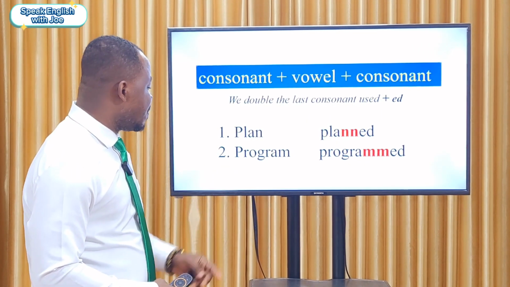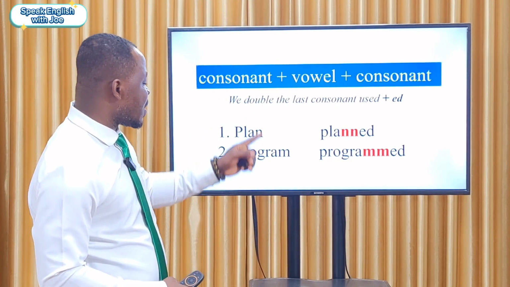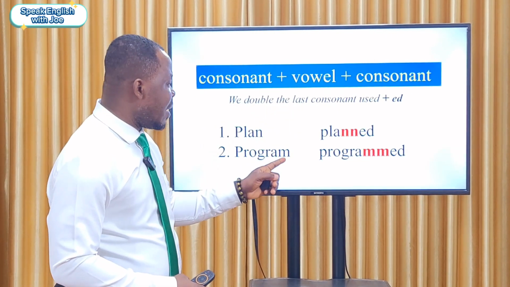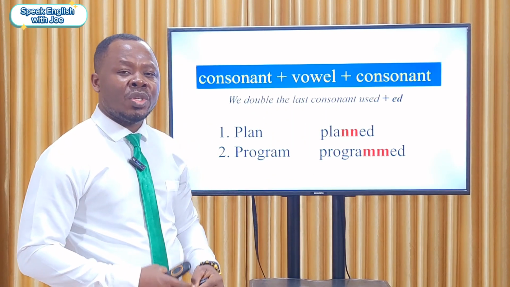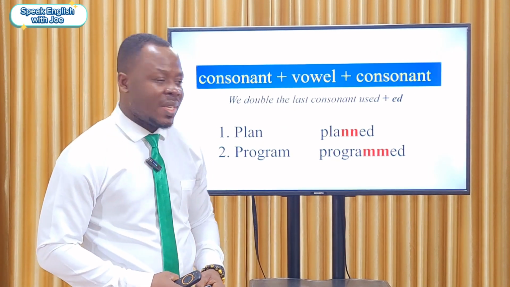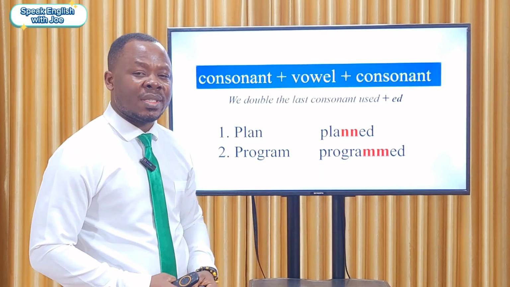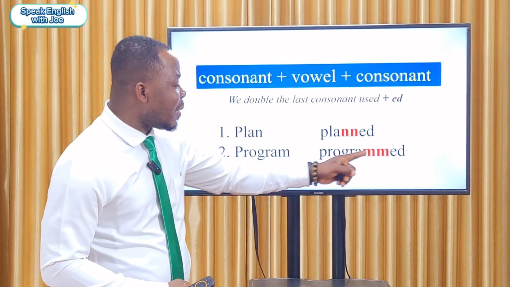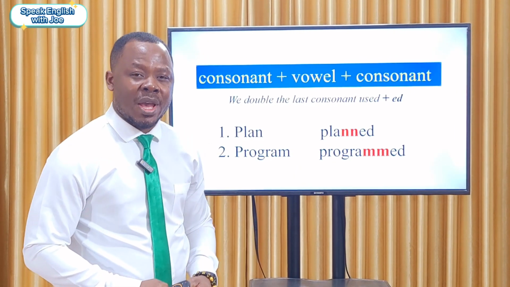And program, now R is a consonant, A is a vowel, and M is a consonant. So we double the last consonant used, which is the M. We double it in the past participle form plus ed, which is programmed.